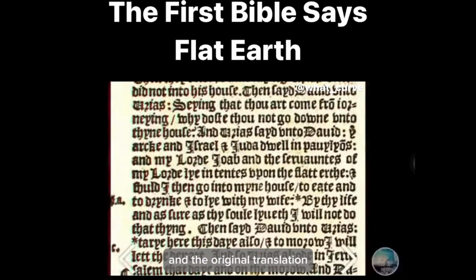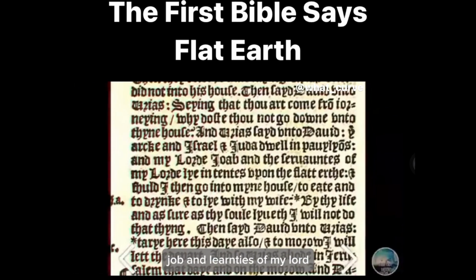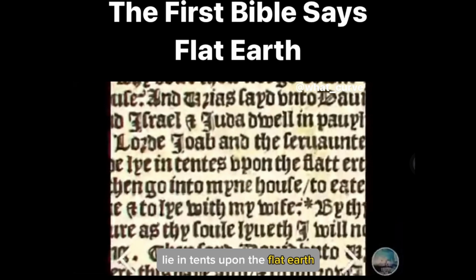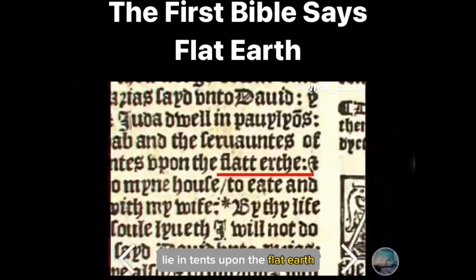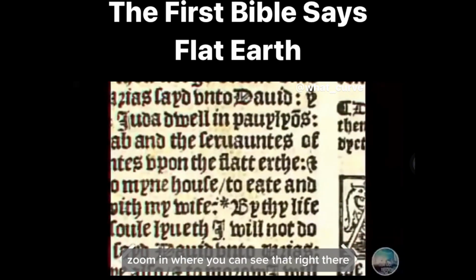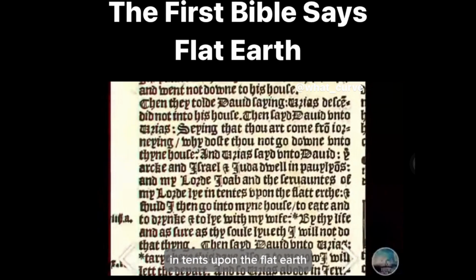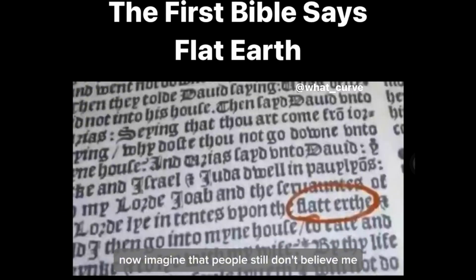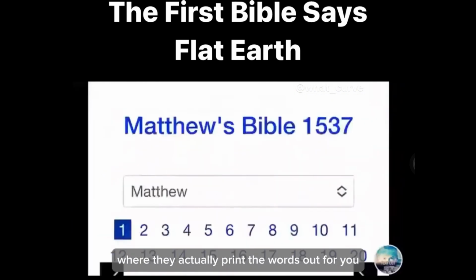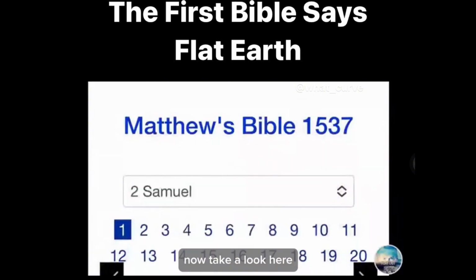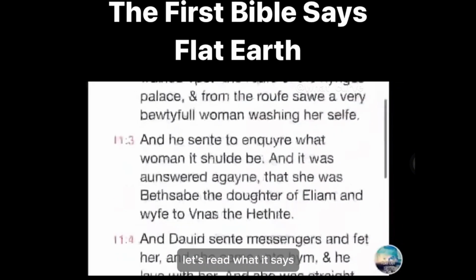the original translation. And it says, my Lord Joab and the servants of my Lord lie in tents upon the flat earth. Zoom in where you can see that right there. In tents upon the flat earth. Now, imagine that, people. Still don't believe me? Let me take you over to a different site where they actually print the words out for you, what it says. Now, take a look here. Verse 11, chapter 11.